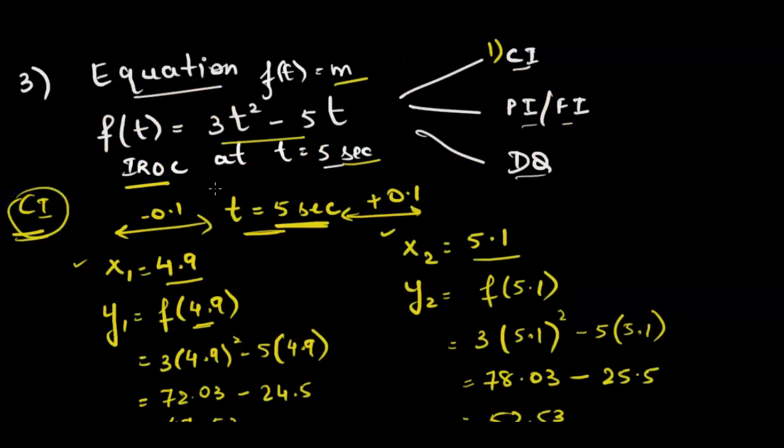The same question can be solved using preceding interval and following interval method. When the question is assigned where we have to find out IROC and nothing is specified which method to use, any of these 3 methods can be adopted. However, if it is specified that difference quotient is required or centered interval is required, then we have to use that method specifically. So let's learn what is PIFI method.